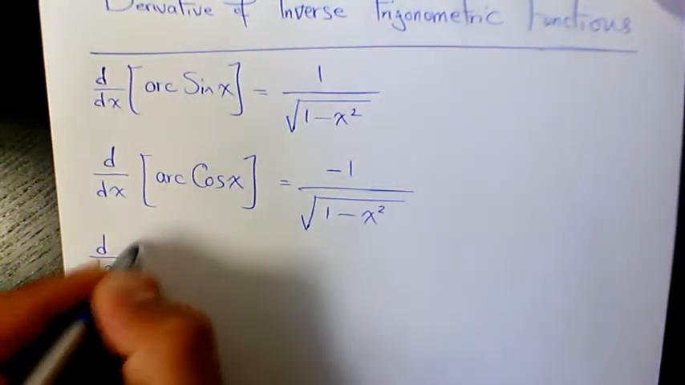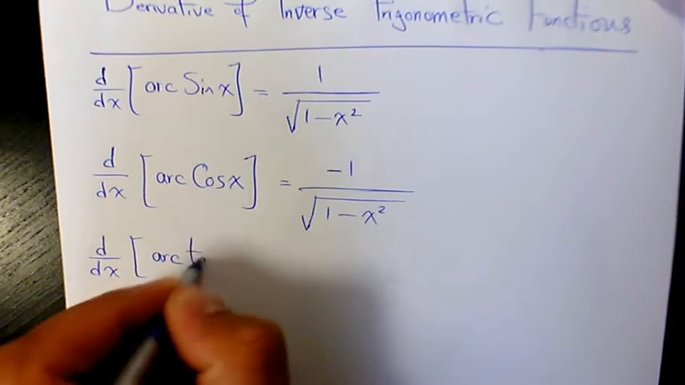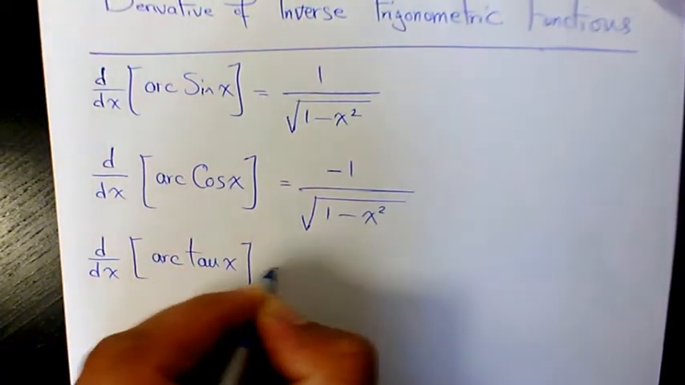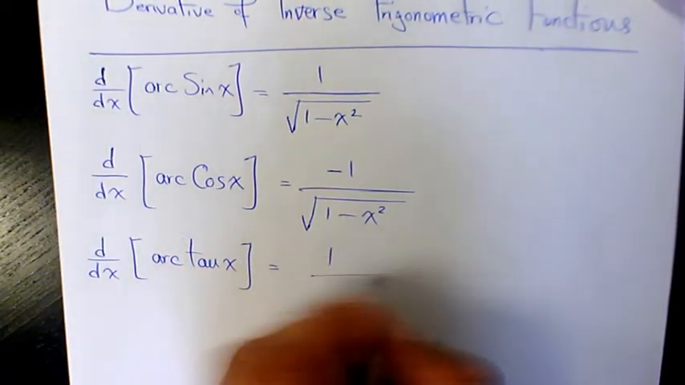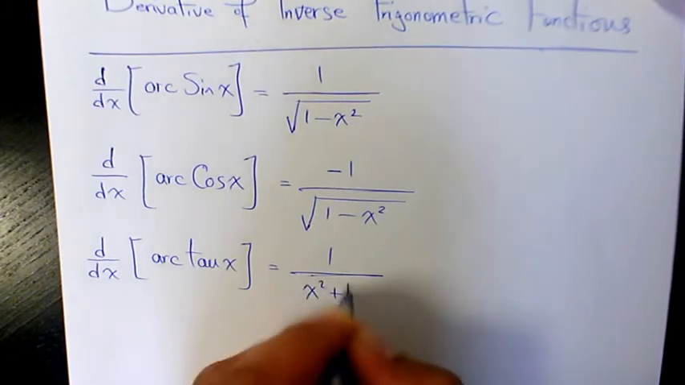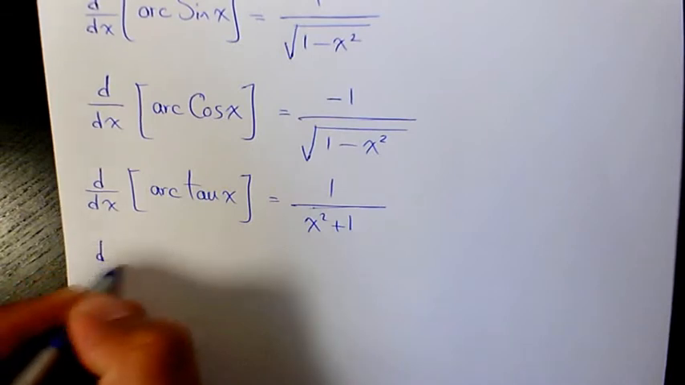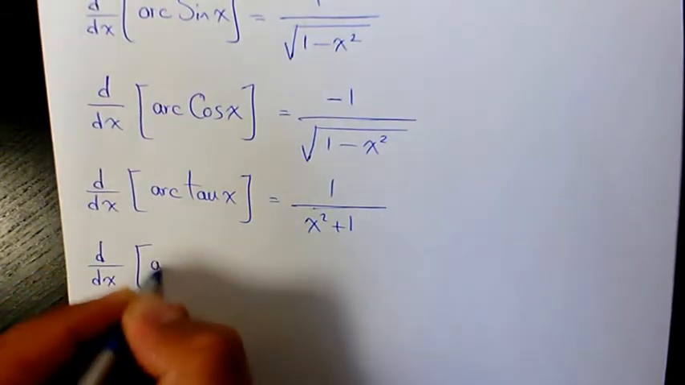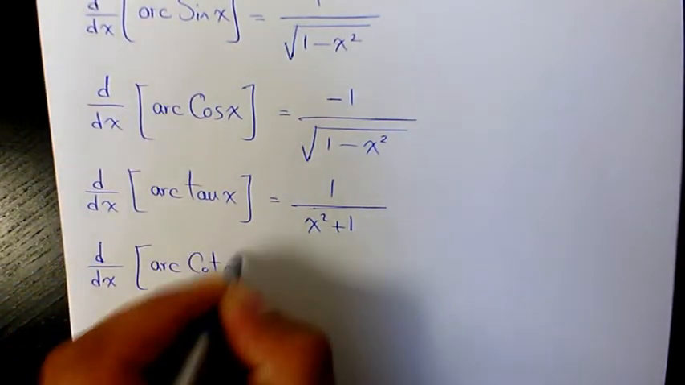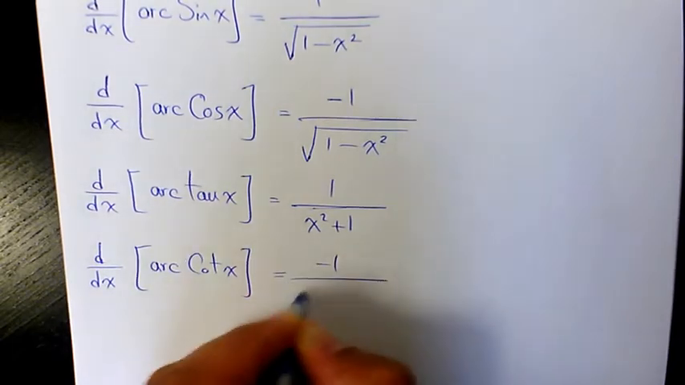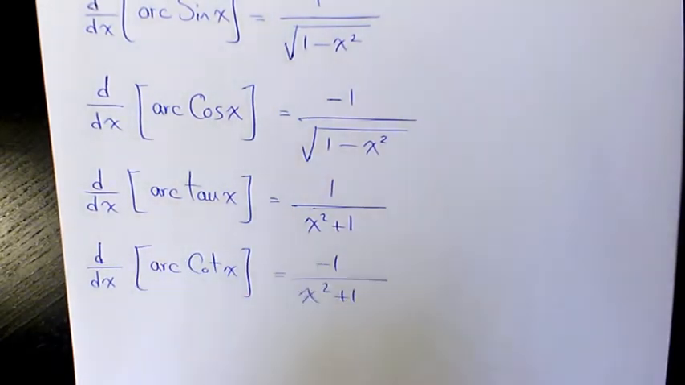Derivative of arc tan x is 1 over x squared plus 1. Derivative of arc cotan x is negative 1 over x squared plus 1.